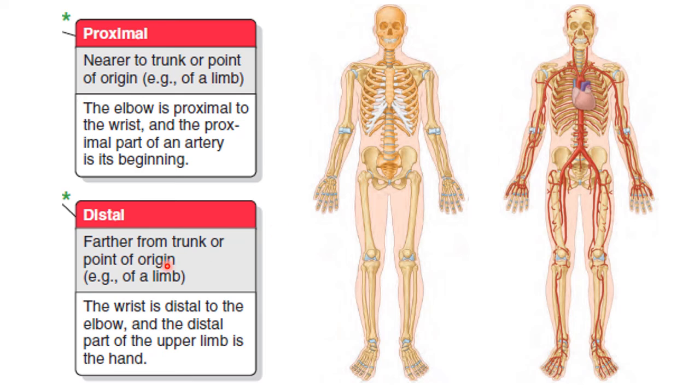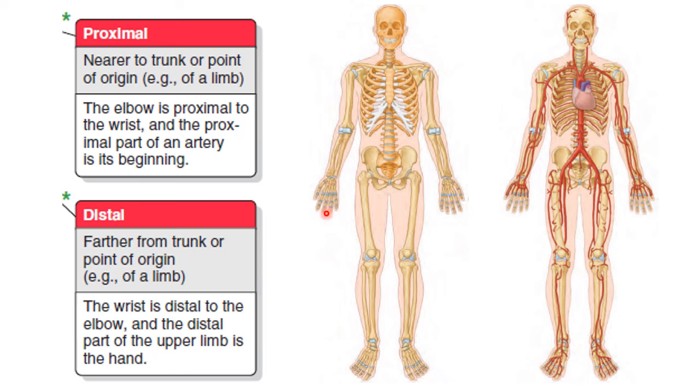Now I'm going to tell you about the distal. Farther from the trunk or the point of origin is known as distal. Anything situated away from the trunk is known as distal, or if we talk about an artery or muscle, the structure lying away from the origin will be distal in position. Suppose we say the wrist is distal to the elbow, because here is the wrist and it is lying away from the elbow or the trunk. So this is distal to the elbow.